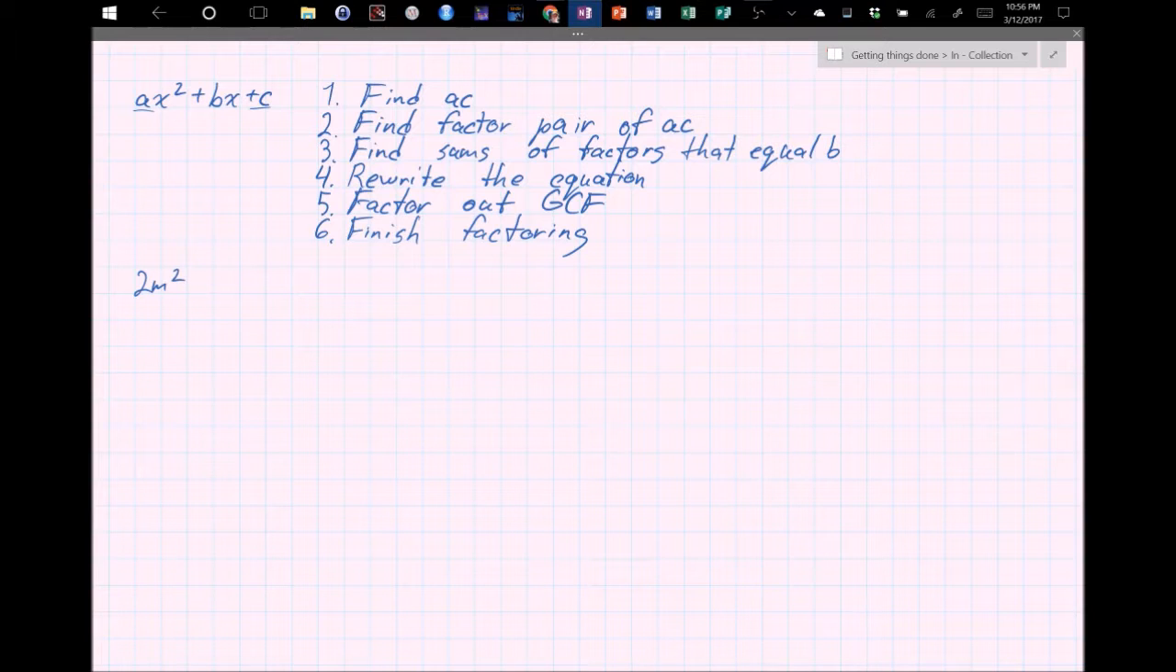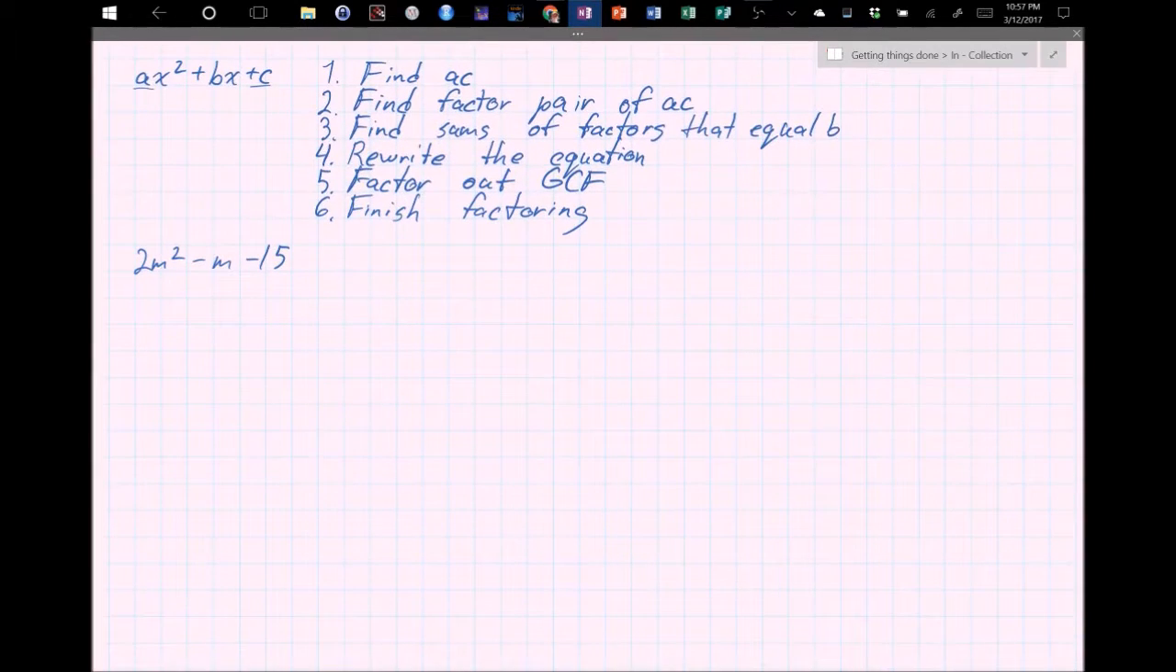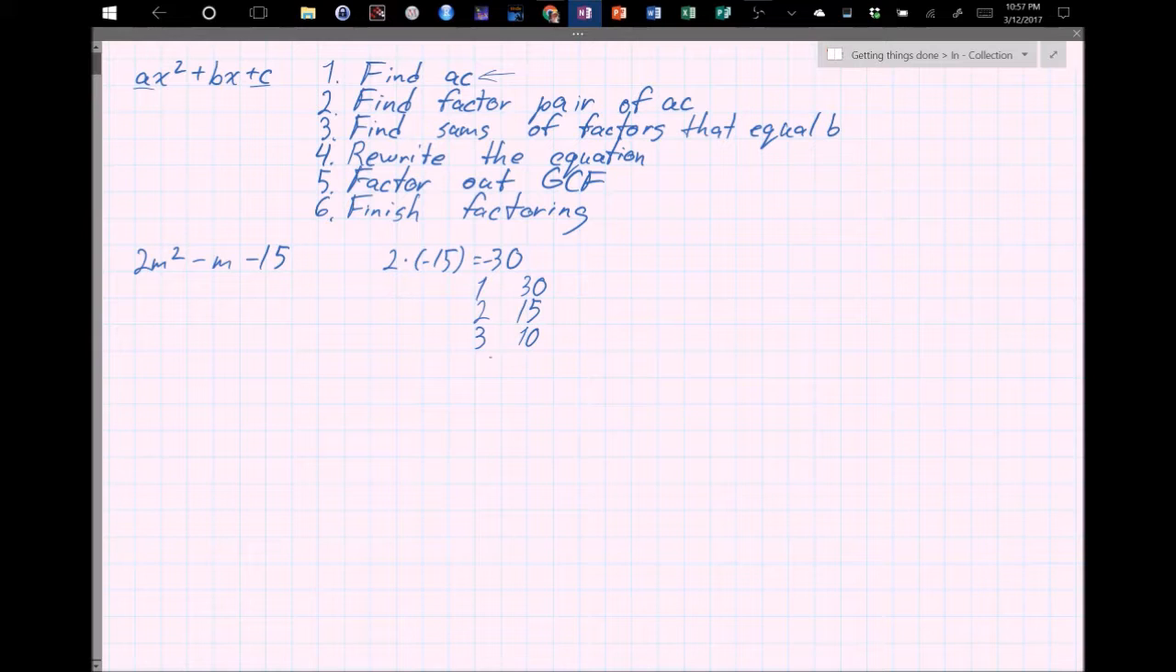I want to factor 2m squared minus m minus 15. Okay. Remember, my first step is I want to find AC. So I'm going to take 2 times negative 15. That is negative 30. I'm looking for factor pairs of negative 30. So I have 1 and 30, 2 and 15, 3 and 10, 6 and 5. Here, let me be consistent. 5 and 6.